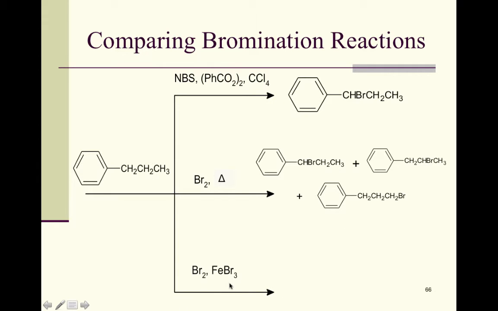Br2, FeBr3, those are the reagents that attack the aromatic ring in an electrophilic aromatic substitution. Our side chain here is actually an ortho-para director, so you don't get 1 product out of this, you actually get 2.